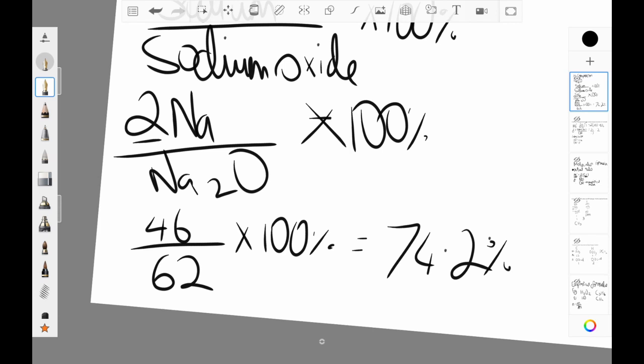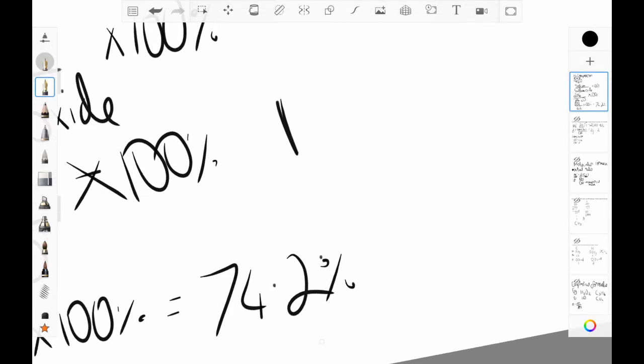Okay, quick note, a lot of questions, rather than just asking you directly to find the percentage composition, they might say something like, find the percentage by mass of X in Y. Over here, you do the exact same thing. They're just asking you to find the percentage composition, but they're trying to trick you. So percentage by mass is the same as finding percentage composition. And yeah, that's about it for percentage composition.